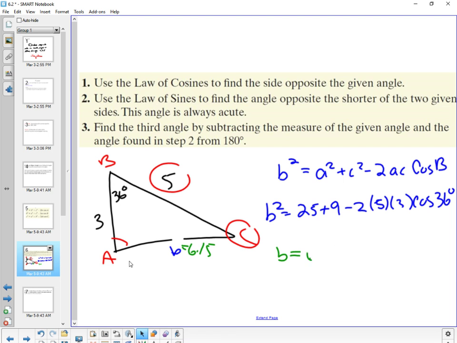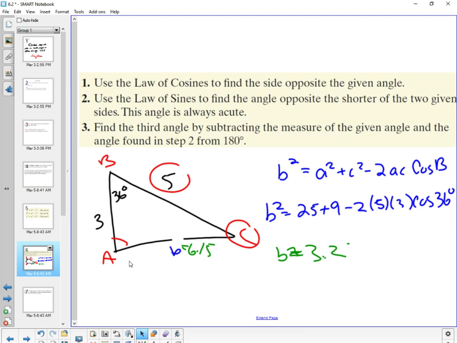Can someone verify that this is 6.15? No, it's 3 point like 2. Okay, so I got a second answer here. It's not 3.2, it's 3 point something. Where did we go wrong? I don't know. Someone gave me that number. I trusted it.